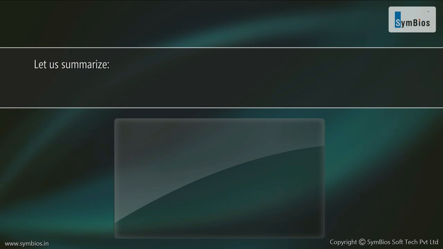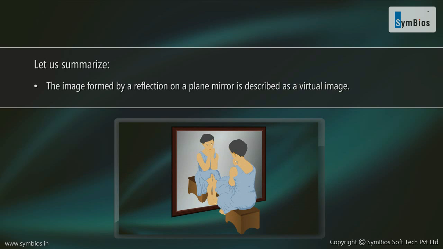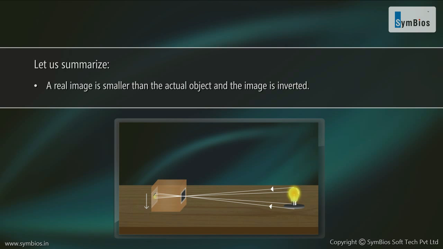Let us summarize. A real image is a representation of an actual object, that is, a source, formed by rays of light passing through the image. The image formed by reflection on a plane mirror is described as a virtual image. A real image is smaller than the actual object and the image is inverted.